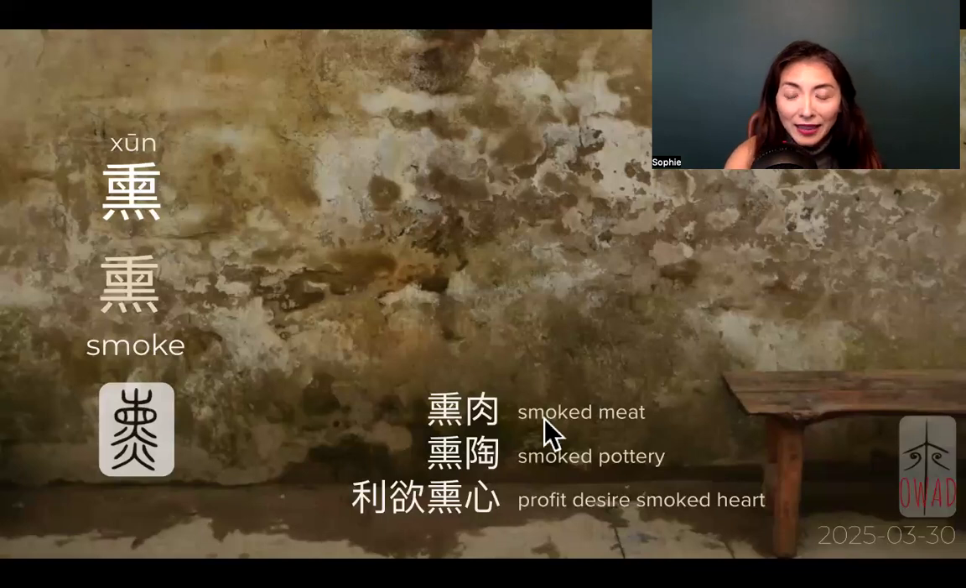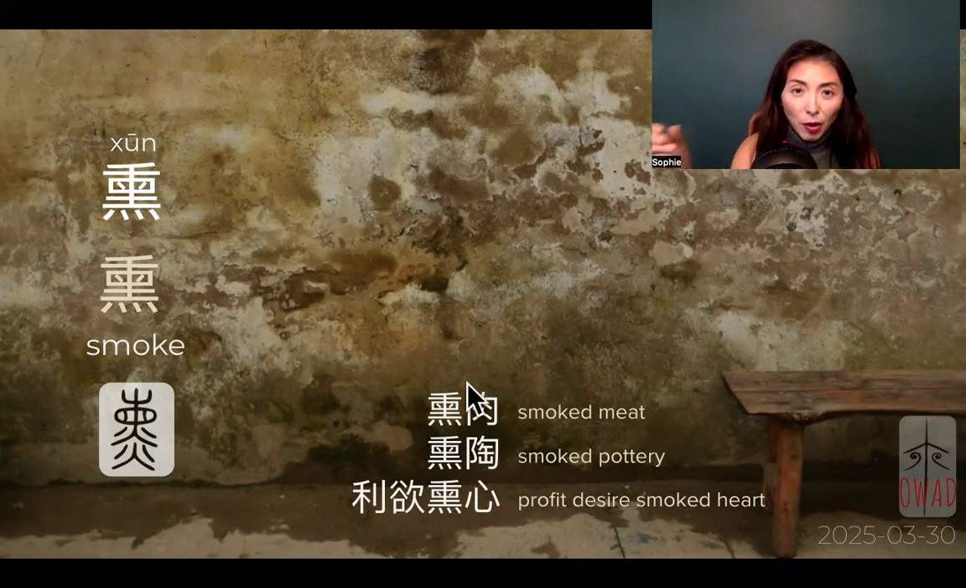Here we have exactly that, smoked meat. We use 熏肉. A small smoke, just from a cigarette, is called yan instead. As I said, this is a bigger smoke. It's a more environmental smoke. It's not one single strand of smoke.